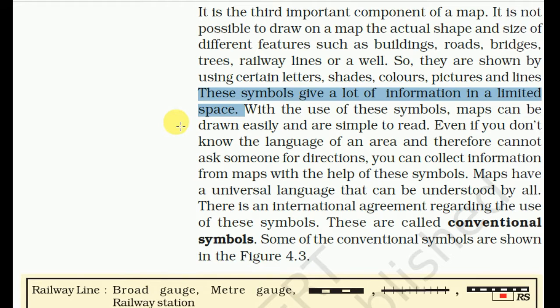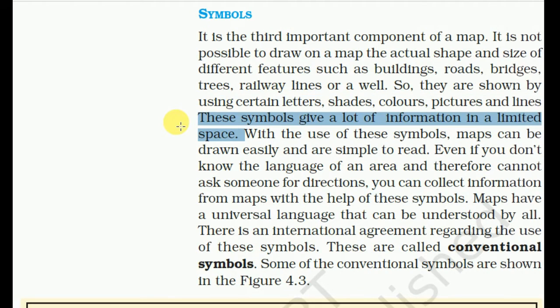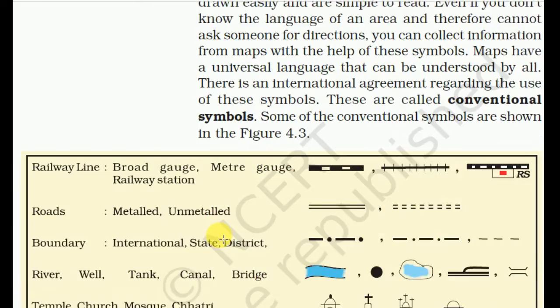Even if you do not know the language of an area and therefore cannot ask someone for directions, you can collect information from maps with the help of these symbols. Maps have a universal language that can be understood by all. There is an international agreement regarding the use of these symbols. These are called conventional symbols. Some of the conventional symbols are below.